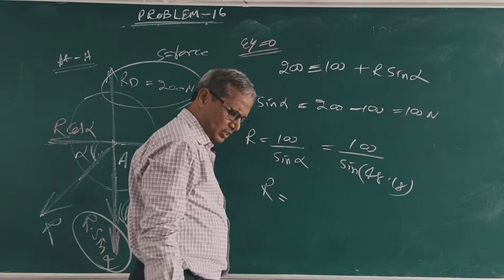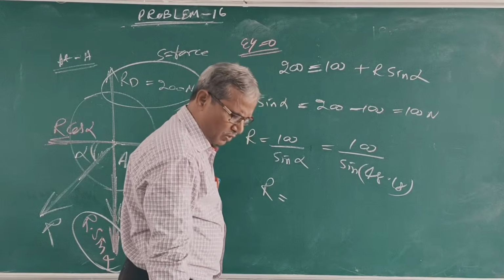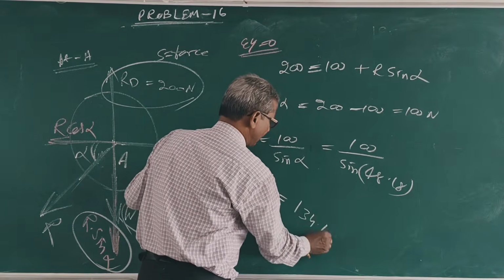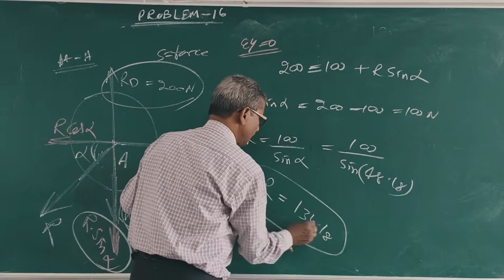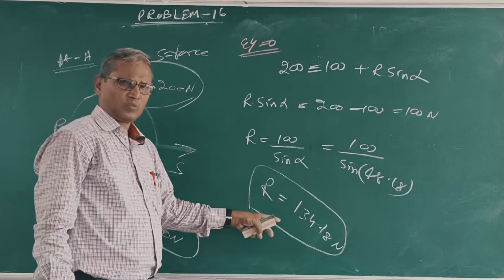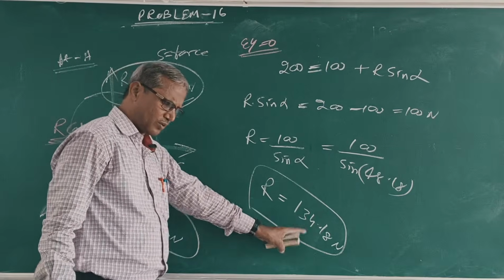So what is R equal to? This may be 134.18 Newton. Use a calculator to find out. You can find out this is 134.18 Newton.